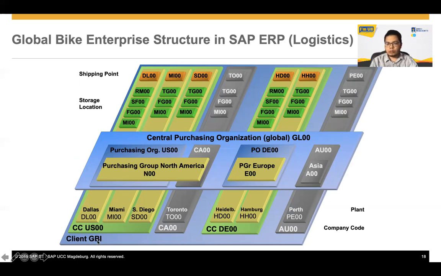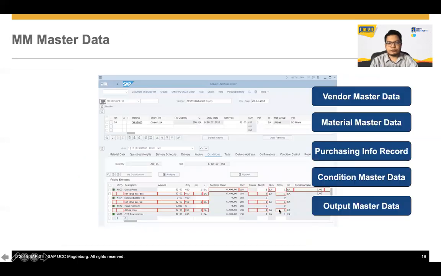This is the client, Global Bike Incorporation. Different company codes. There is a US company code, CA, perhaps this is Canada, this is Germany, and this is Australia, perhaps, or Asia. And this is the same policy for purchasing, although we have different company codes. We have several storages, perhaps, but the same purchasing policy.